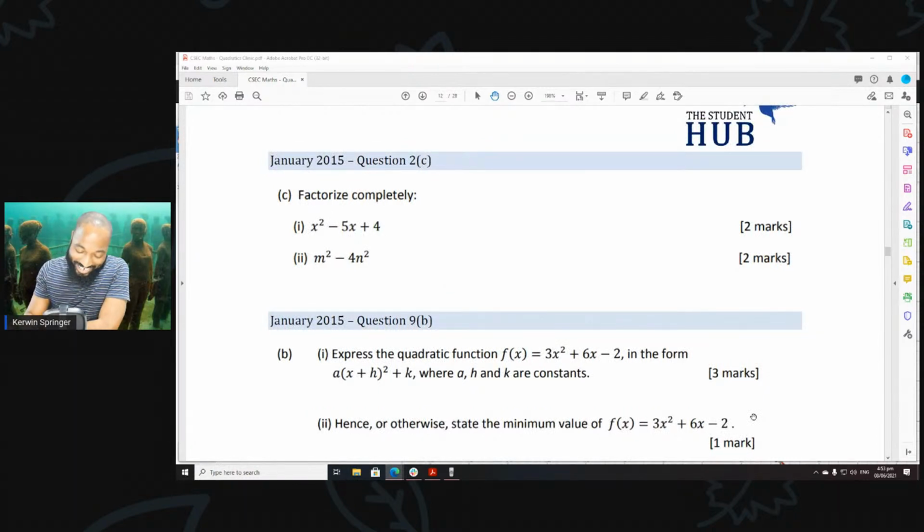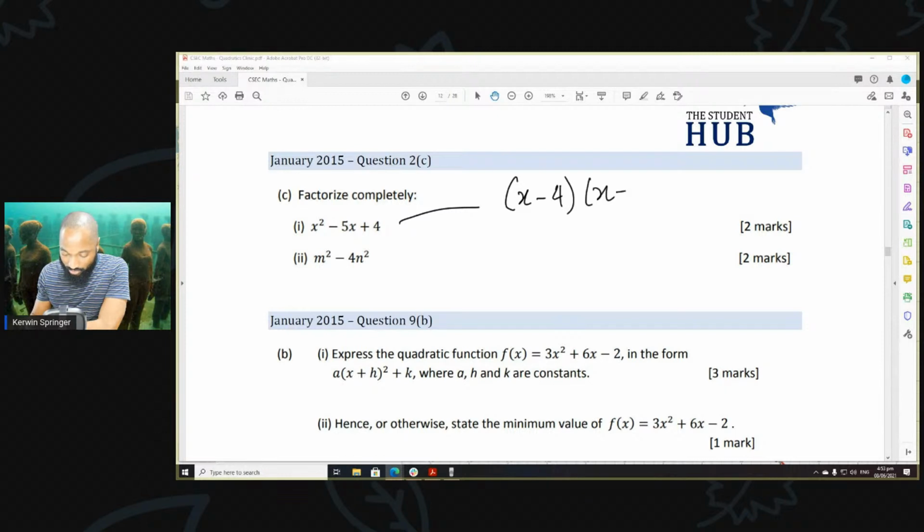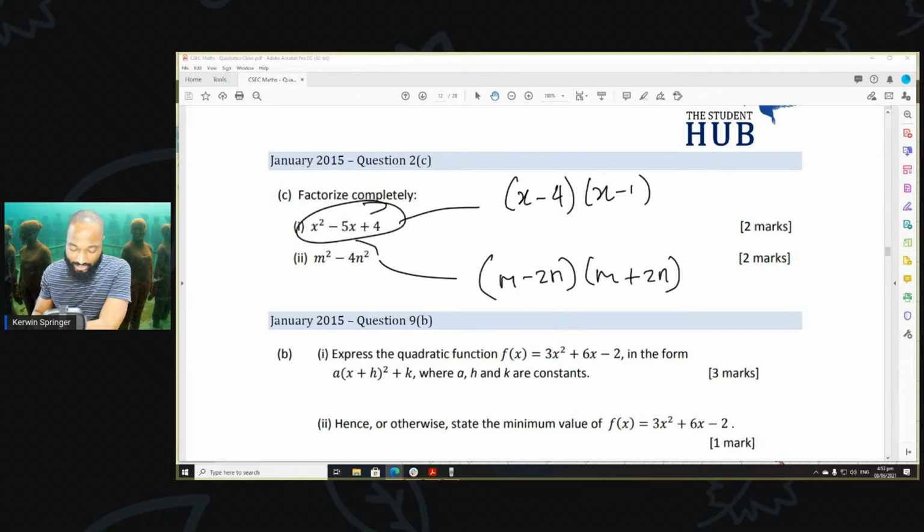So factorize completely x squared minus 5x. So we should be getting an x minus 5, x minus 4, and an x minus 1 for this. I'm just speeding up. And an m minus 2n for this, and an m plus 2n, right? This is factorizing quadratics. This is difference of two squares. For factorization, search my video on quadratics. But you should be able to do that, no problem.